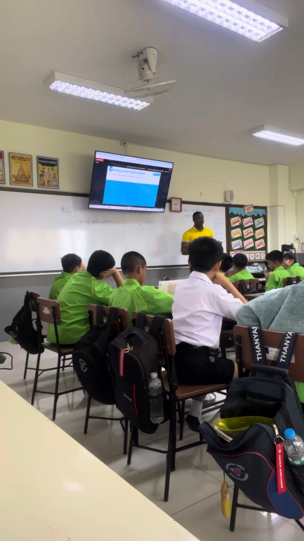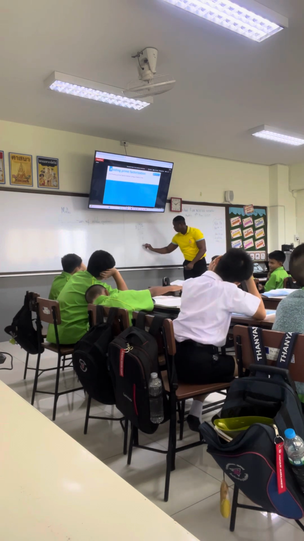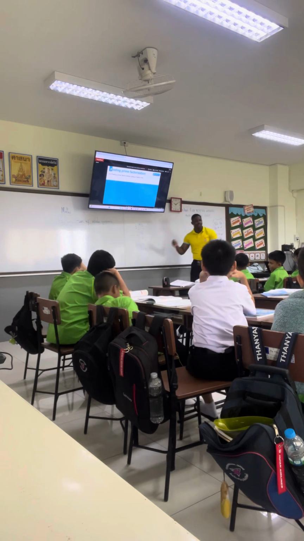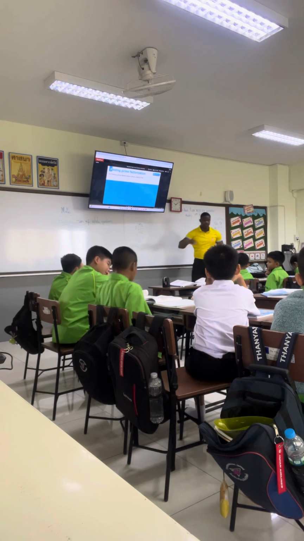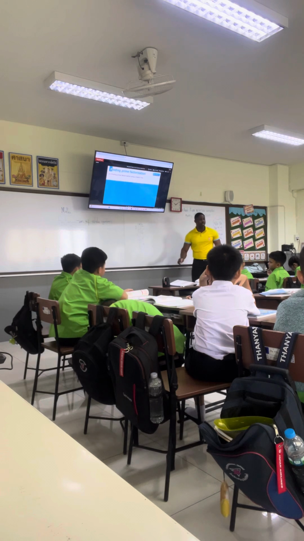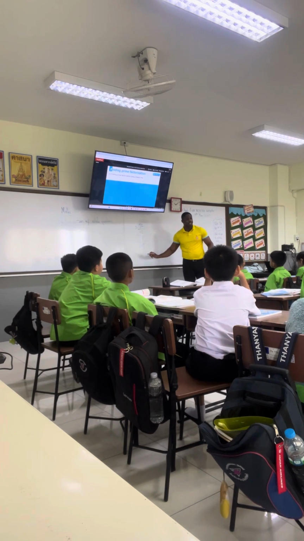2 divided into 18 is what? 9. Thank you. 9. What can divide 9 now? A prime number. 3, right? 3 is a prime number. So 3 divided into 9 is what? 3. 9 divided by 3 is 3.